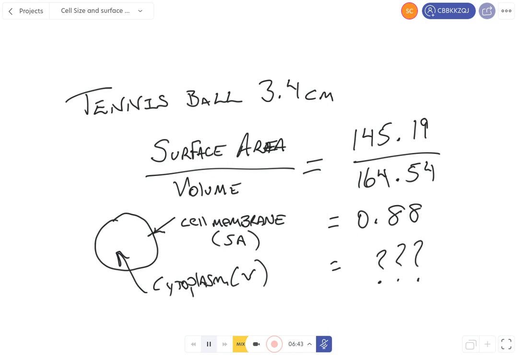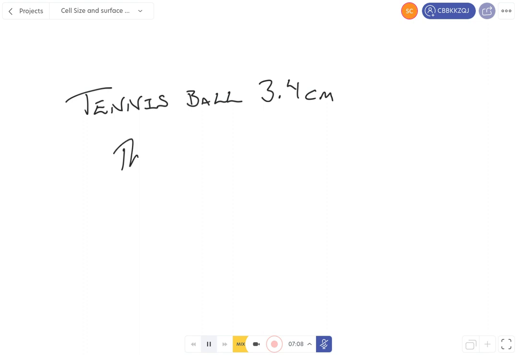Now, what does this mean? Well, it tells us something about the efficiency, but we got to compare it to other objects of different sizes. So when we compare that number, 0.88, to the other objects, we'll get a better understanding of the efficiency of that object if it were that size. And really what we're talking about is the efficiency of cells, how fast they get nutrients in and wastes out compared to what they're using on the inside.